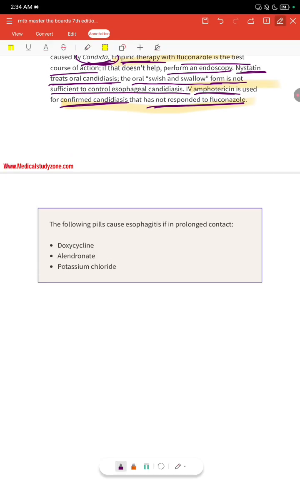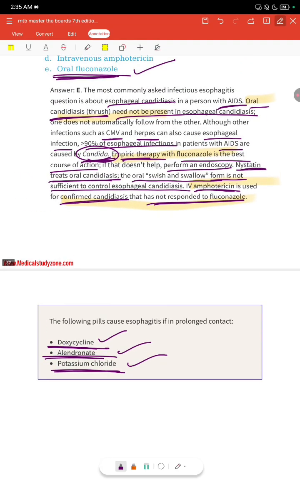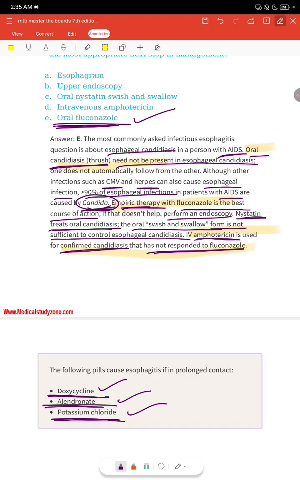The following pills cause esophagitis if in prolonged contact. You have to remember these medications: doxycycline, alendronate, potassium chloride. Doxycycline, alendronate, and potassium chloride. These pills cause esophagitis if used for a longer duration, if in prolonged contact.